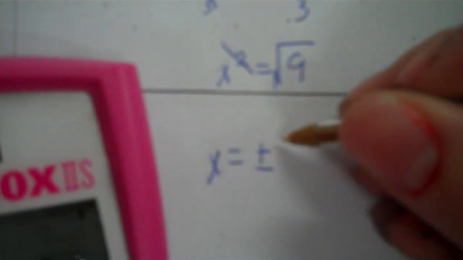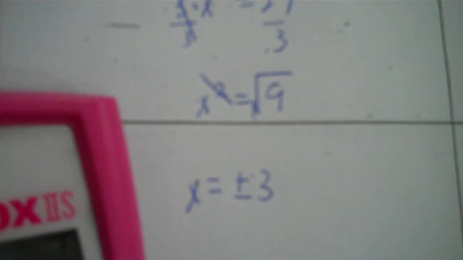Now you need to get rid of your second power by finding the square root of the number 9. Now remember, anytime we square root, it could be positive or negative. So the square root of 9, it's 3, because 3 times itself is 9, so it's negative 3 times itself. So 3, negative 3 are the answers. You got to remember the square root.